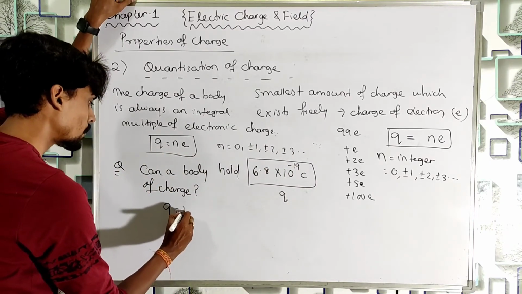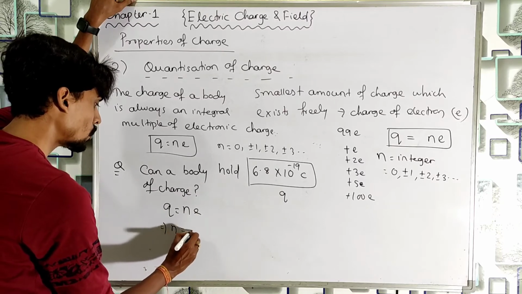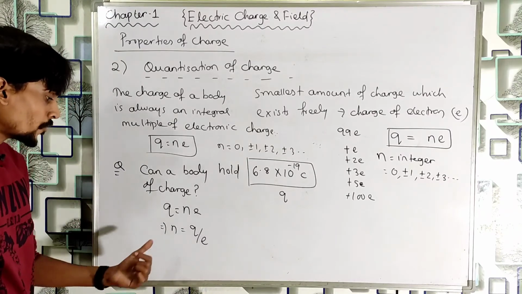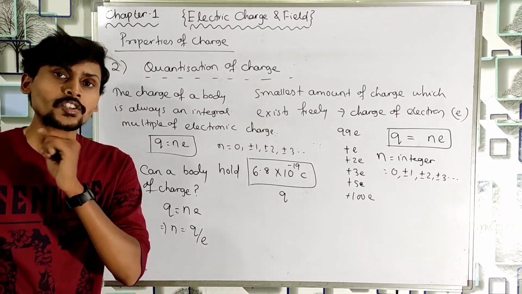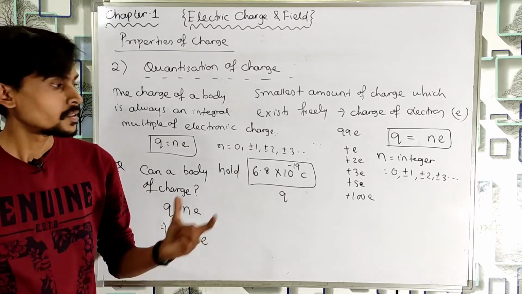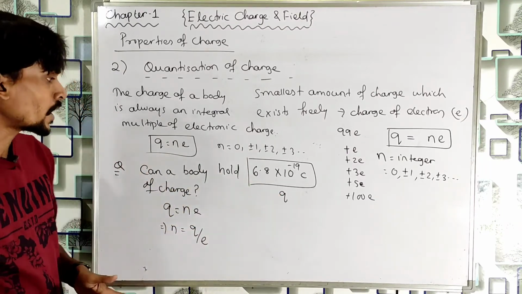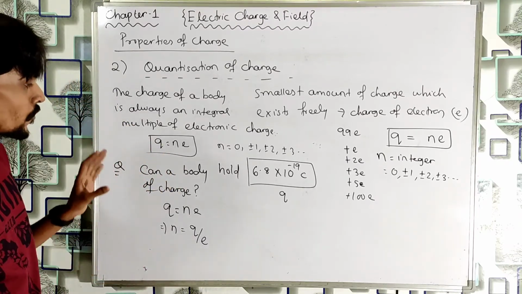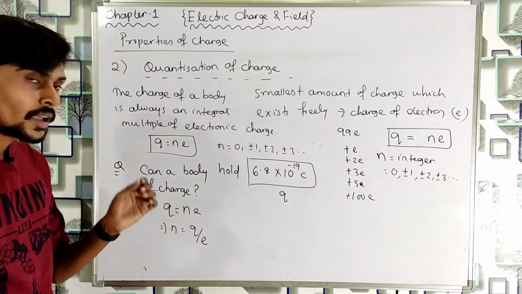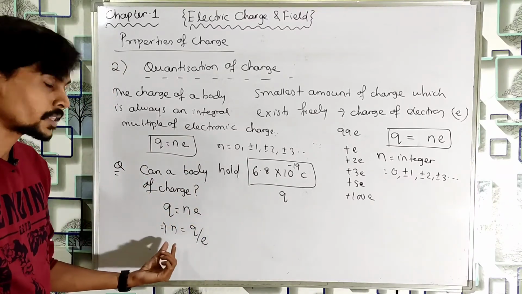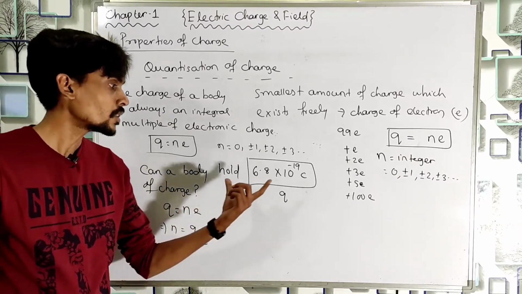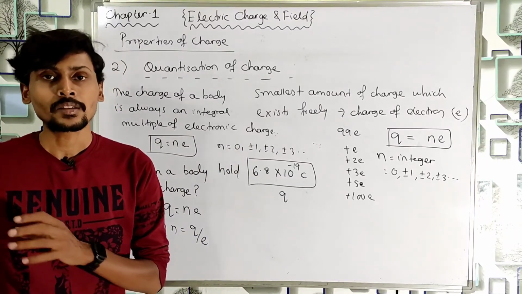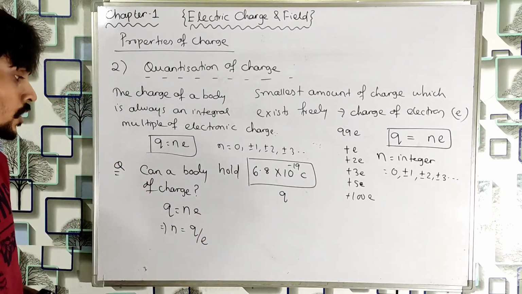So Q equal to ne, that implies n is equal to Q by e. If the value of n is an integer, then yes, the body can hold this amount of charge, because I had told you that n is always an integer, it can never be a fraction. But if n is found to be a fraction, then the body can never hold this amount of charge.